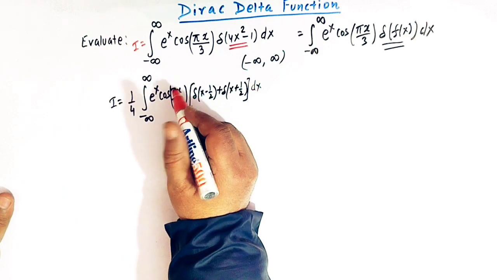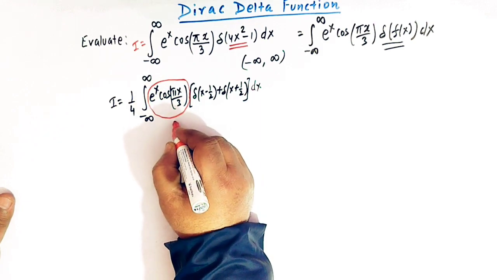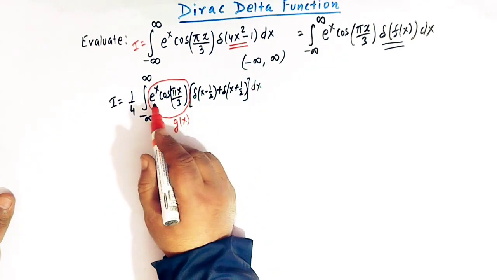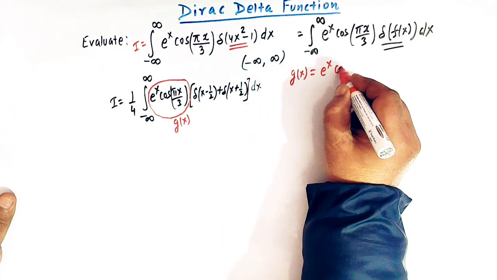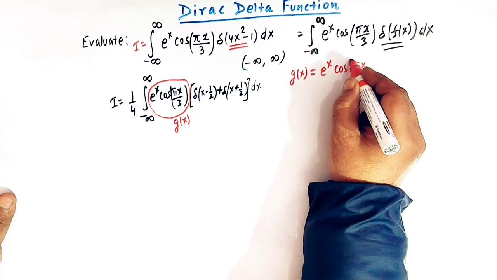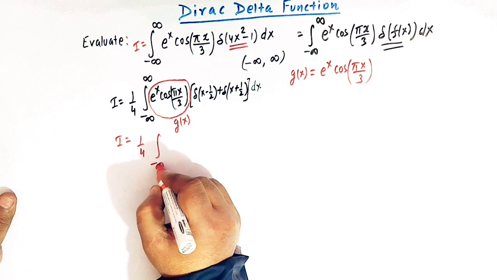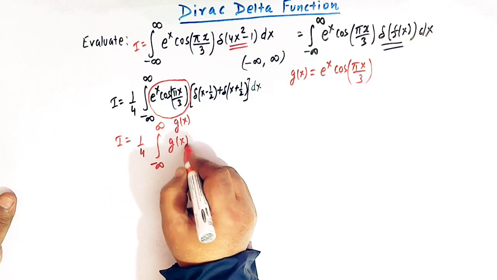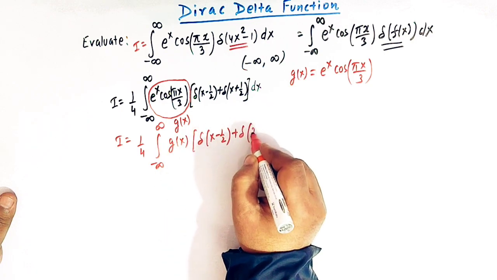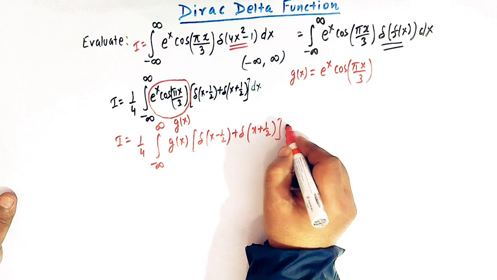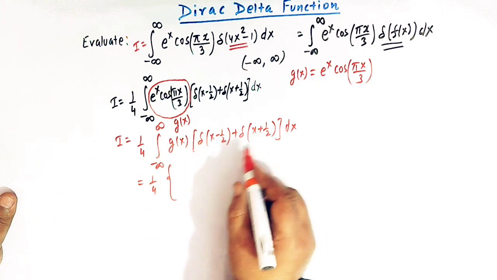So now let us take this function as g of x, right? We can assume g of x as e raised to x cos pi x over 3. Now this integral I reads as 1 over 4 integral from minus infinity to infinity of g of x times delta of x minus half plus delta of x plus half, dx. Now we can write here two integrals.